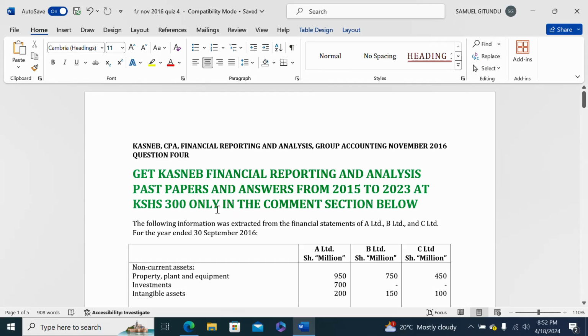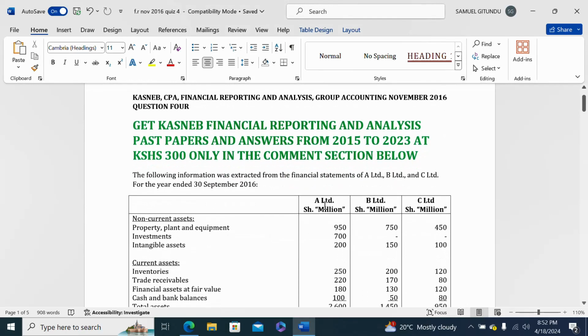Now, let us read the question. The following information was extracted from the financial statements of A Limited, B Limited, and C Limited for the year ended 30th September 2016. Our currency is in shillings million.